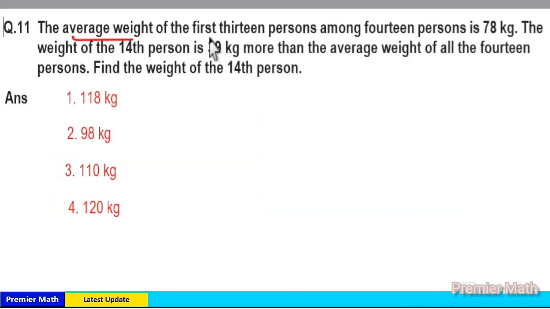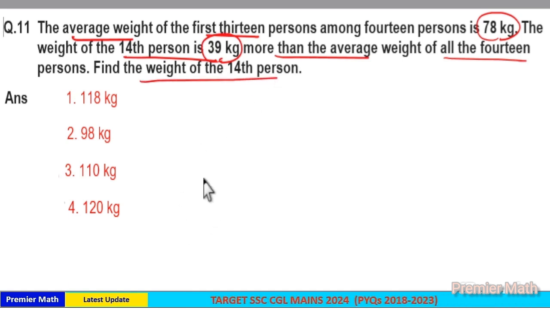The average weight of the first 13 persons among 14 persons is 78 kg. The weight of the 14th person is 39 kg more than the average weight of all 14 persons. Find the weight of the 14th person.